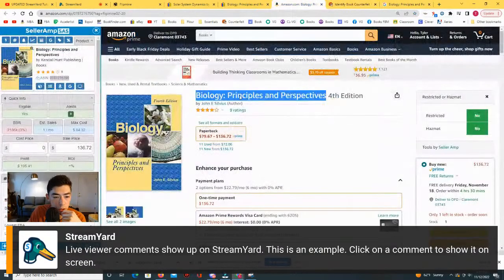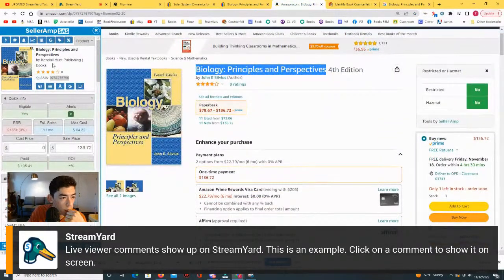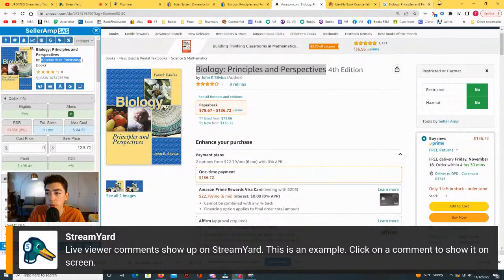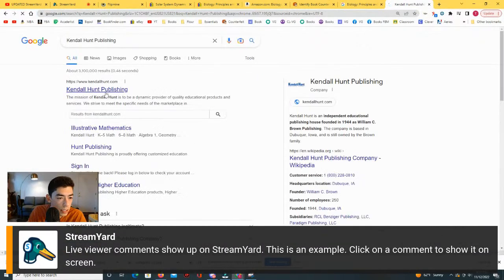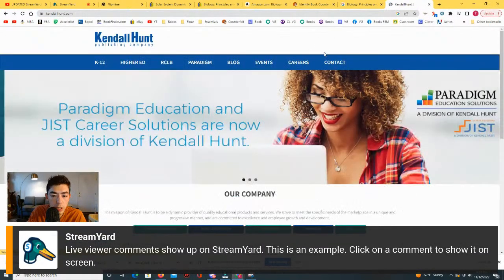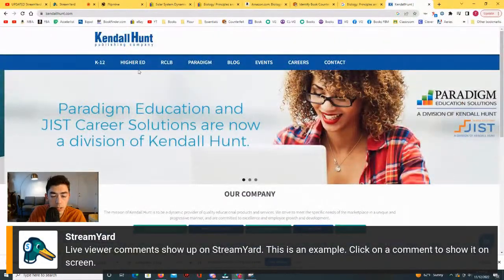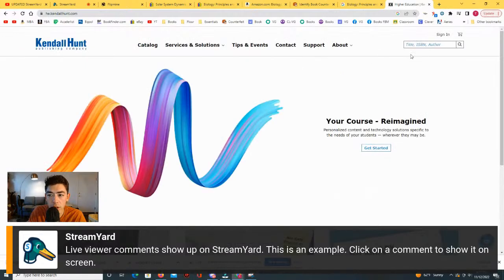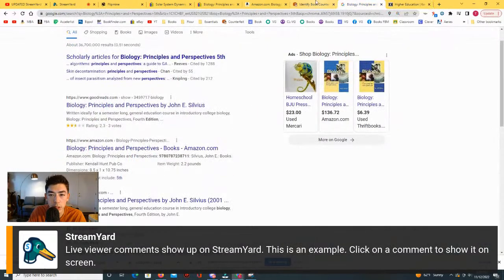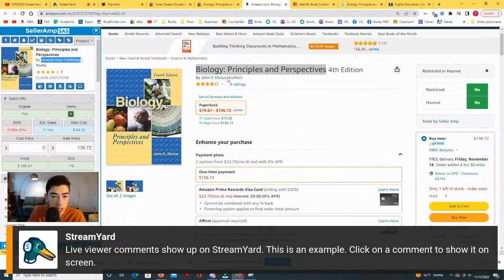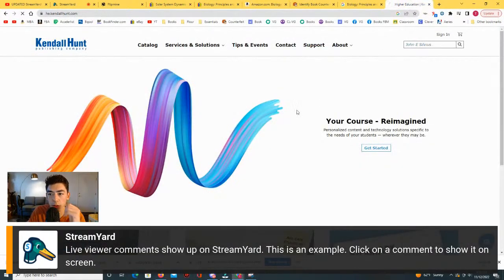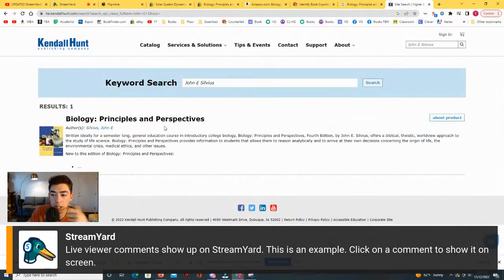So let's see who the publisher is of this book. This is by Kendall Hunt Publishing. So one thing you can maybe even do is type in the publishing company, and then probably there's some way to search in their catalog. So we'd probably go to higher ed. There's probably a way to search in their catalog for an ISBN or an author. So what I would probably do is just type in the author name. So this guy right here, Johnny Silvius. And let's see what the results come back with. So you can see that there's only one result here.